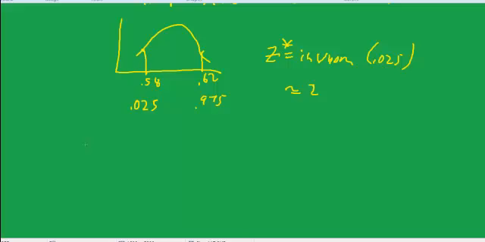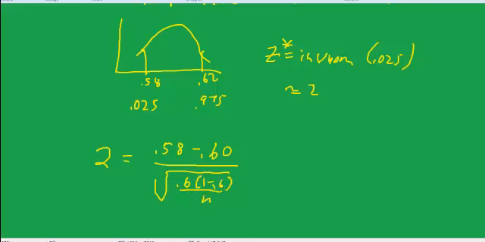Okay, and so we set 2, if that's what it is, equals 0.58 minus 0.60 over the square root of 0.6 times 1 minus 0.6 over n. And the whole point of this is we're trying to get n, how large a sample size. So this is a case of the missing n, and we would just use algebra to get it out of there.